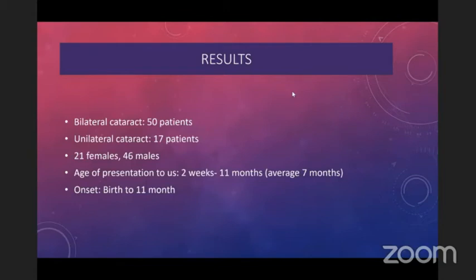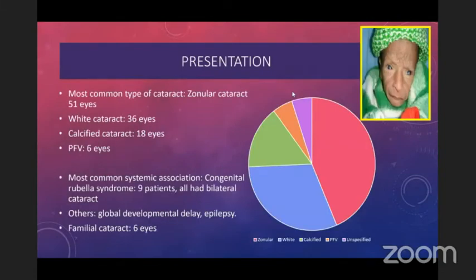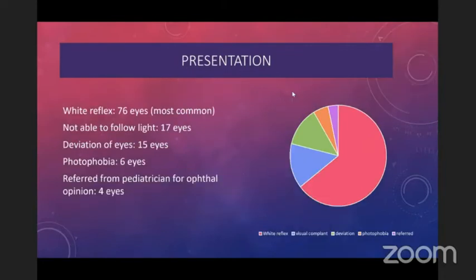Age of presentation varied from 2 weeks to 11 months and onset from birth to 11 months. The most common type of cataract seen in our study was zonular cataract, followed by white cataract and calcified cataract. And the most common systemic association seen was congenital rubella syndrome. Familial cataract was seen in 6 eyes.